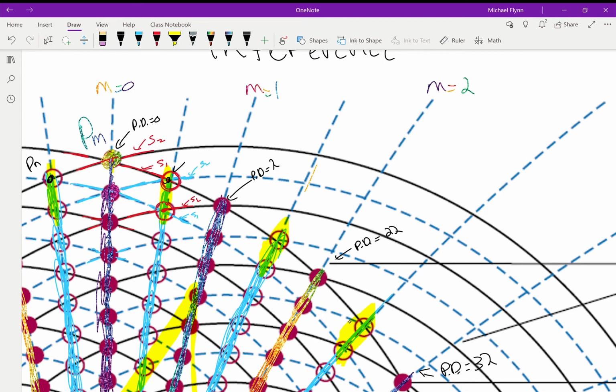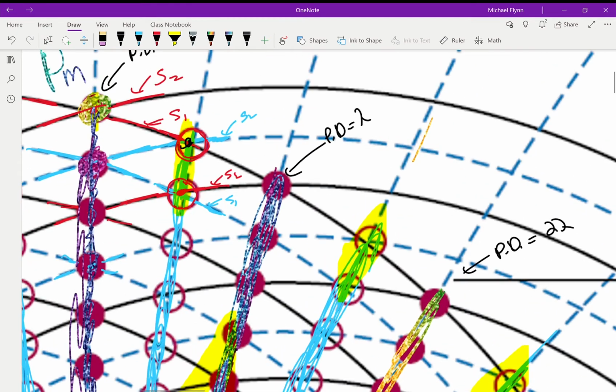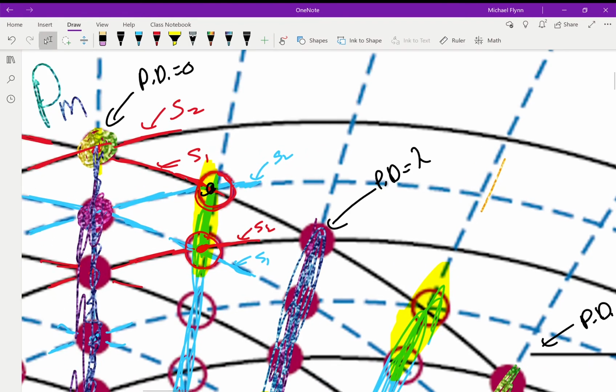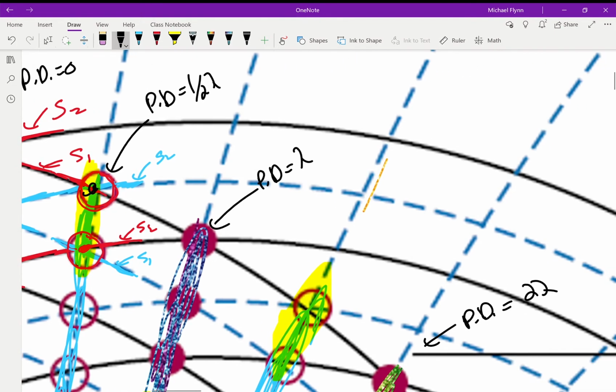So let me erase this little guy here. What about on the nodes? What's the path difference there? Well, you're in between, right? What's happening is, because a crest and a trough are half a wavelength apart, if the path difference is half of a wavelength, then you're going to get destructive interference.